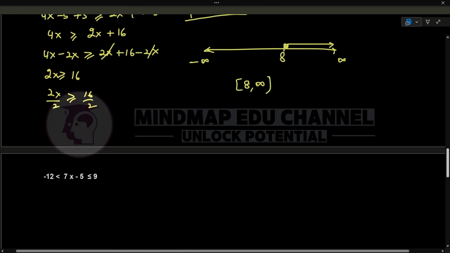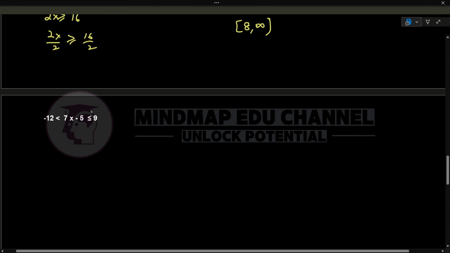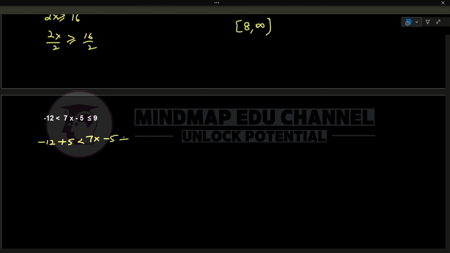Fine. Let's do one more example. And see here, again we have two inequality signs in an equation. Let's solve it. Minus 12, add 5 throughout the equation. So here it is 9 plus 5. So it will be 7 minus 7. Then here it will be 7x. And here it is 14.